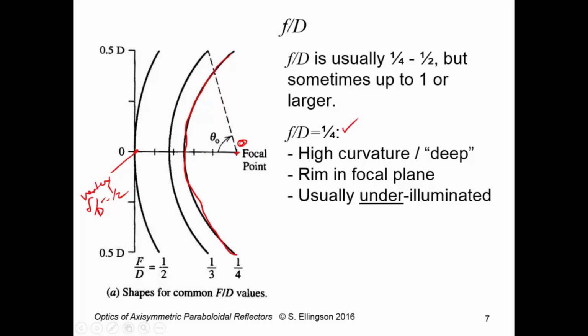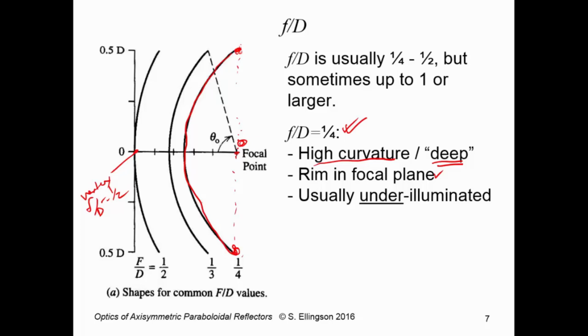We say that an F over D reflector has high curvature, and sometimes this is referred to as a deep reflector. The rim lies in the focal plane for an F over D equals 1/4 reflector. In other words, if we go out in the focal plane, that is the plane that contains the focal point, we find that the edges of the reflector lie in the focal plane. So this is another reason why this is an important F over D ratio to know about. It has that particular property that the rim lies in the focal plane.